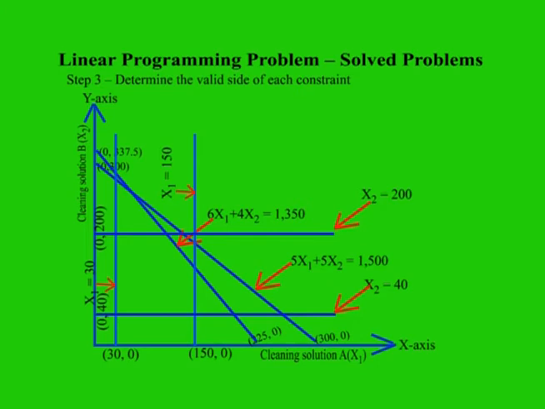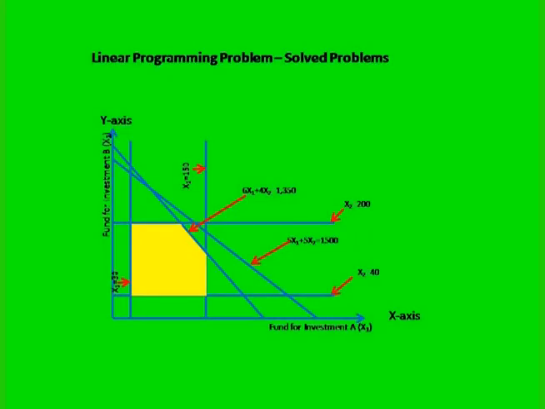On the other hand, 5x1 plus 5x2 less than 1500 includes all points between the line and the origin. 6x1 plus 4x2 less than 1350 also includes all points between this line and the origin. 30 less than x1 less than 150 includes all points between the vertical lines x1 is equal to 30 and x1 is equal to 150, and all points satisfying 40 less than x2 less than 200 are located between horizontal lines x2 is equal to 40 and x2 is equal to 200. Thus, the region shaded with yellow color is a valid side for all three constraints.